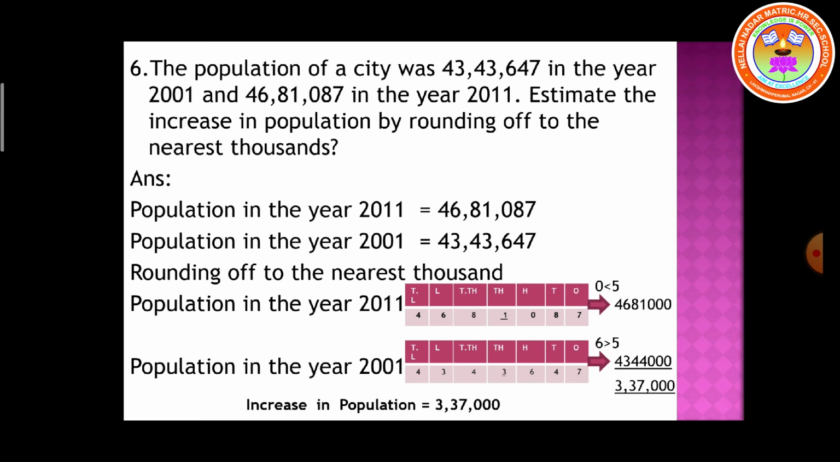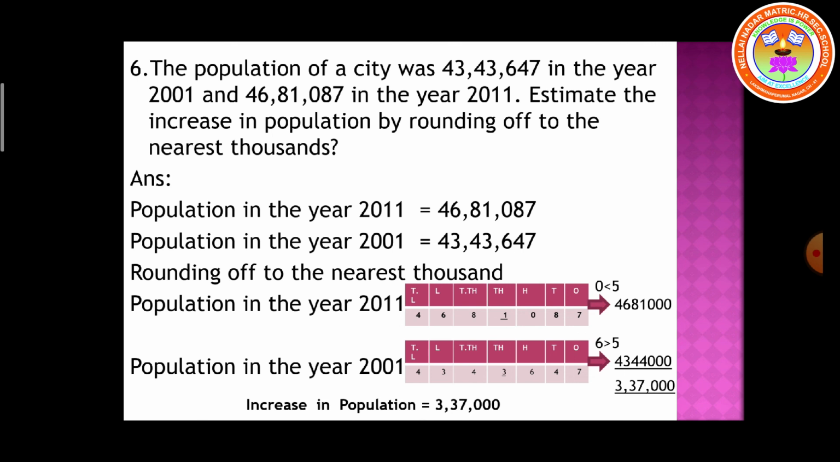Population in the year 2011 is 46,81,000 and population in the year 2001 is 43 lakhs 43,647. So automatically you have to do what? Subtraction. So to find the increase in the year 2011, how much the population has increased, we have to subtract both the populations. So now rounding off to the nearest thousand. Let us round up the population first of all to the nearest thousand place, because in the question it is already given: estimate the increase in population by rounding off to the nearest thousand. So let us round up the given numbers.